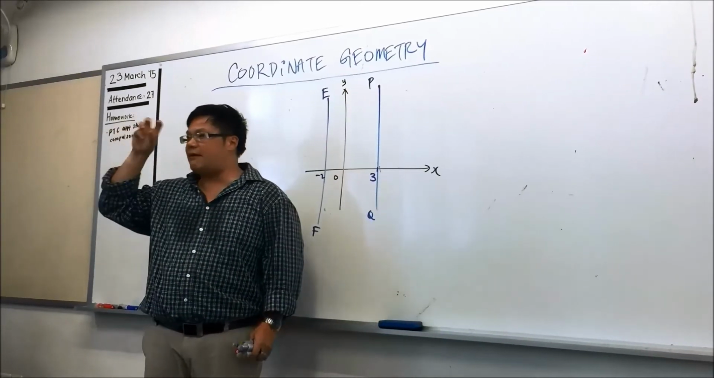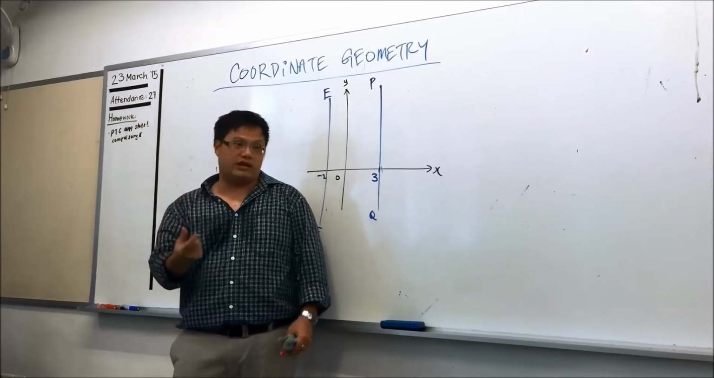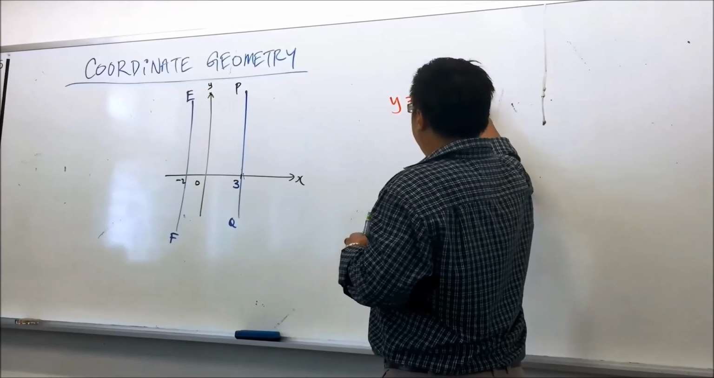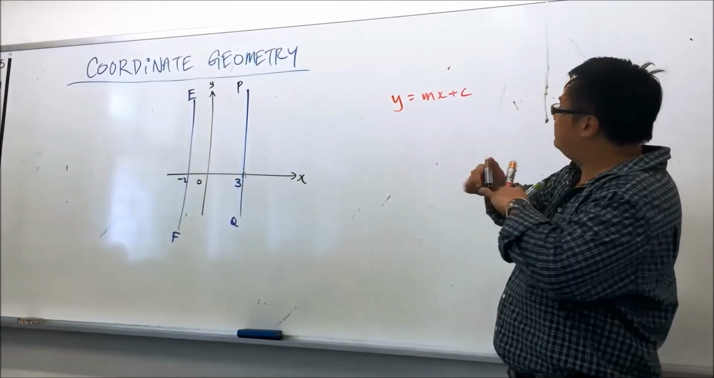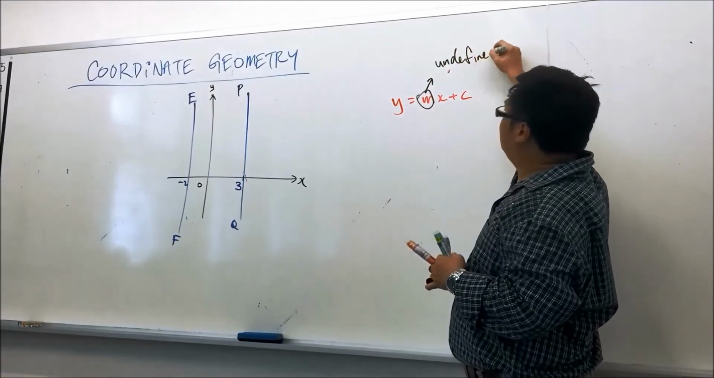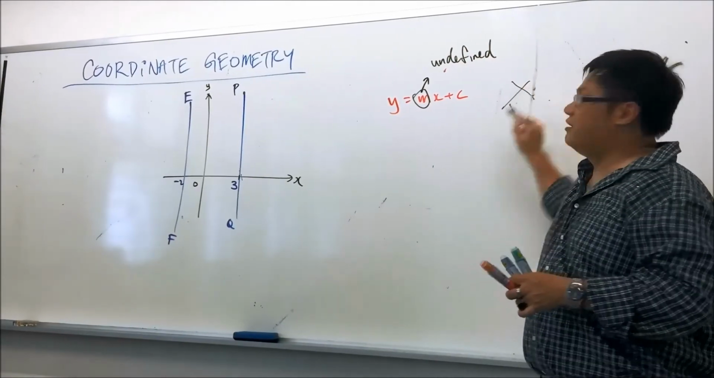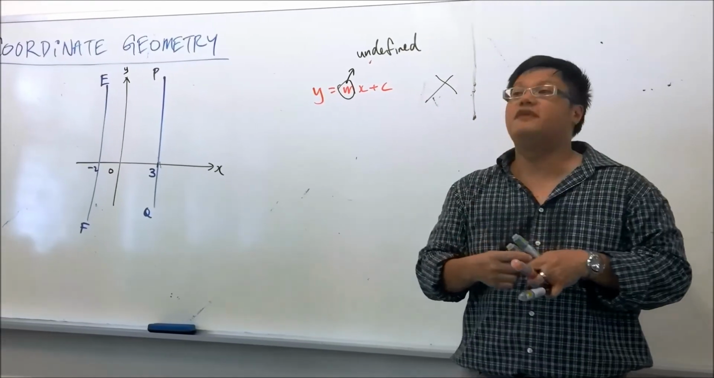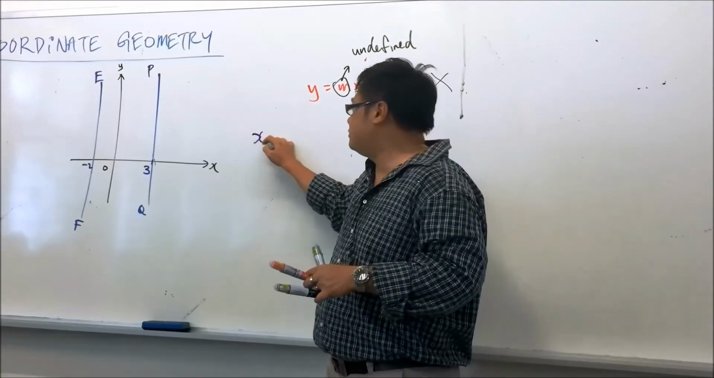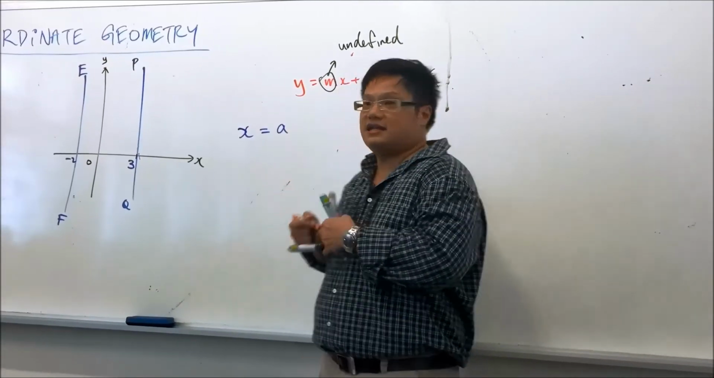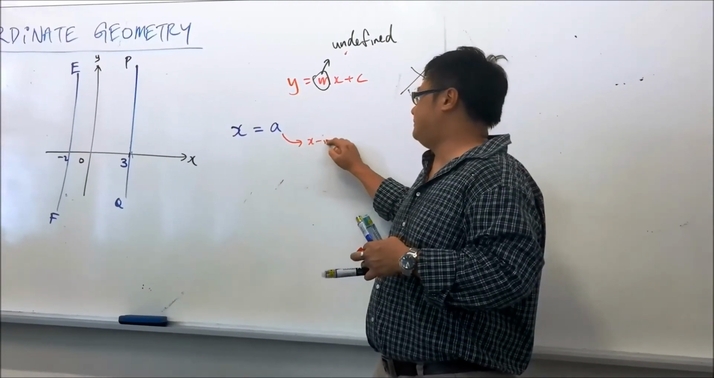So we know the m value, which is the gradient, in y equals mx plus c, is undefined. We cannot use this for a vertical straight line. So the equation of a vertical straight line will be x equals to a, where a is the x-intercept.